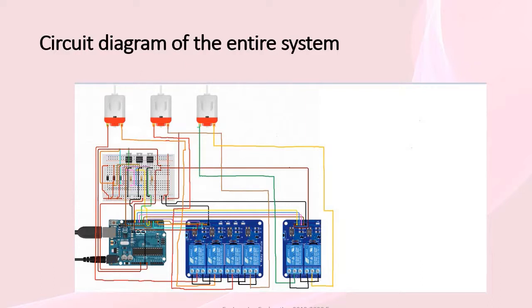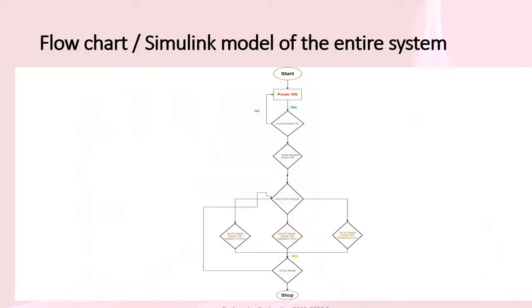So this is what we can see in the circuit, the connections as shown. The DC motor is connected to Arduino Mega, breadboard and the 2-channel relay modules. So this was the circuit diagram of the entire system. Next we are moving to the flow chart of the entire system.